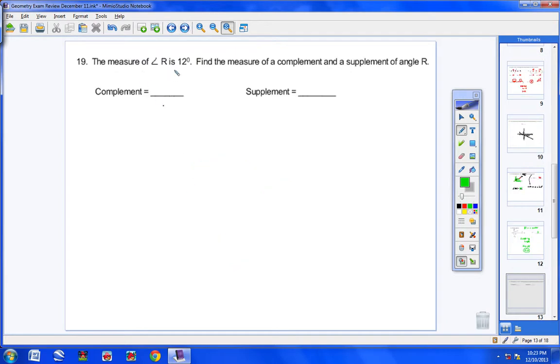The measure of R is 12. Find the measure of a complement and the measure of a supplement of angle R. Now let's think about this. Whenever two angles are complementary, it means their sum is 90. Whenever two angles are supplementary, the sum of the two angles is 180. So I have angle R, and it equals 12 degrees. What angle do I need to put with R so that it's a complement?